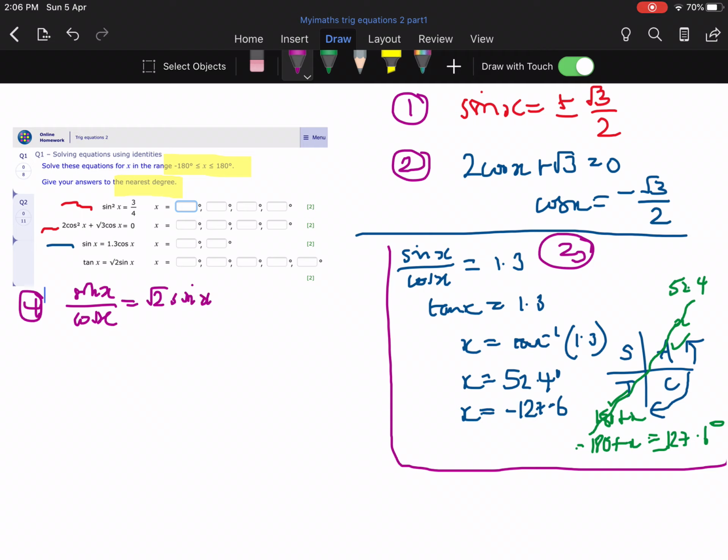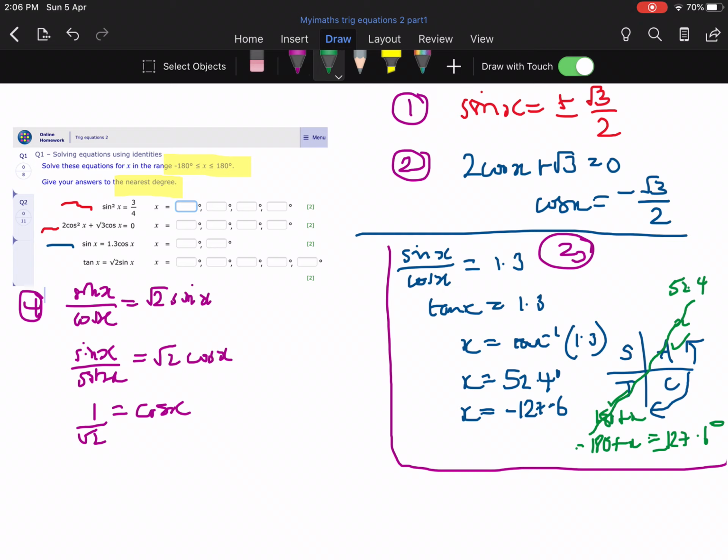And then I'm going to rearrange it so I end up with sin x over sin x. Now I would just say move the cos x up and the sin x down, so it gives me root 2 cos x, which is therefore going to give me 1 over root 2 cos x.